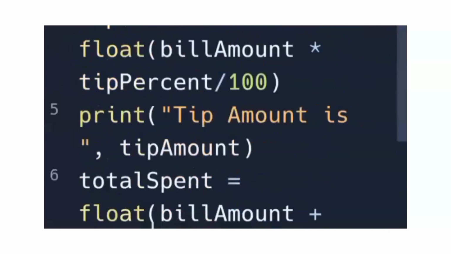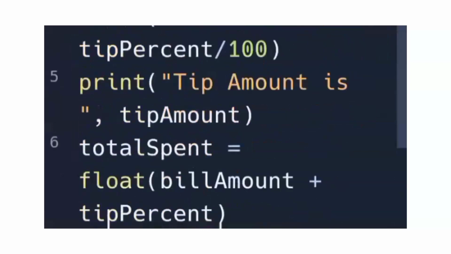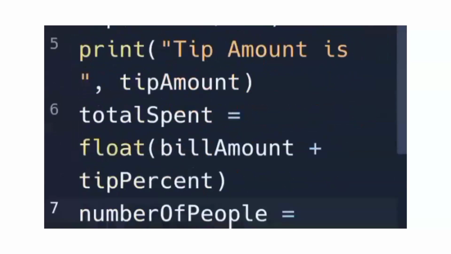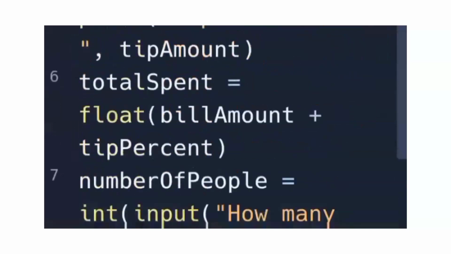So print the tip amount is, comma. Remember the tip amount is within the string, so within the open and close inverted commas. And then the tip amount, as you see here in white, that one is a variable that we created earlier. So whenever you write comma and then write the variable, it will come along with the sentence, or you can just write print tip amount.